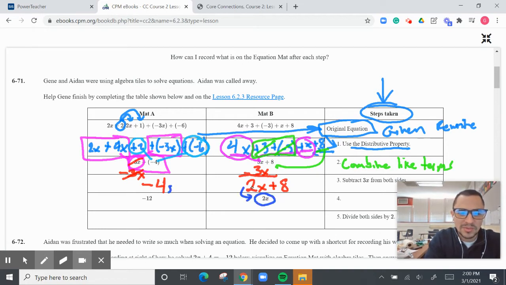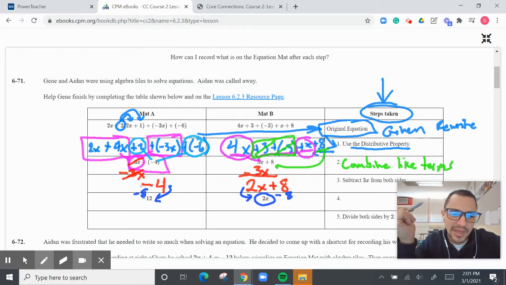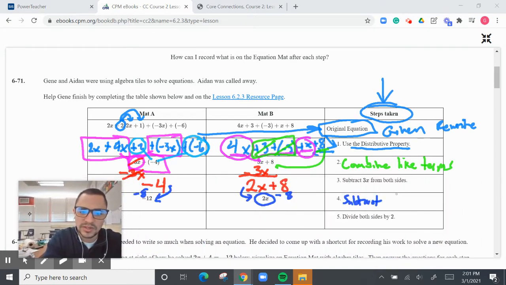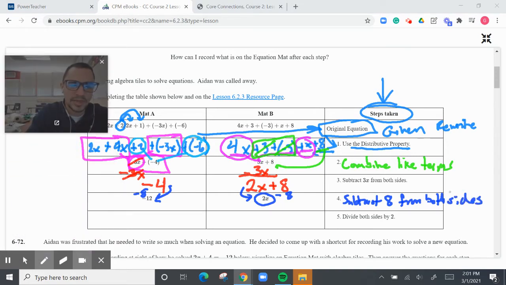But how did we get from negative 4 to negative 12? Well, you got rid of an 8 here, so you subtract 8 from both sides. And I'm going to subtract 8 on both sides, which is basically like adding negatives on that left side. So we're subtracting from both sides, but it's kind of like adding negatives too. So we're going to say subtract 8 from both sides, and move that up here.